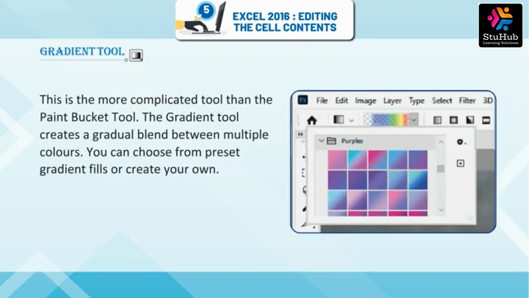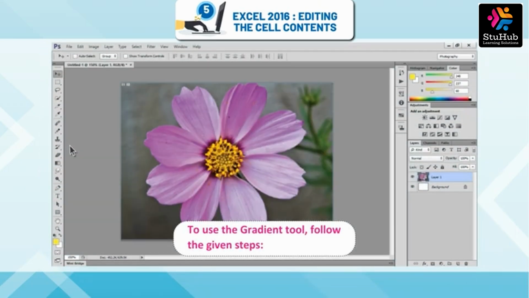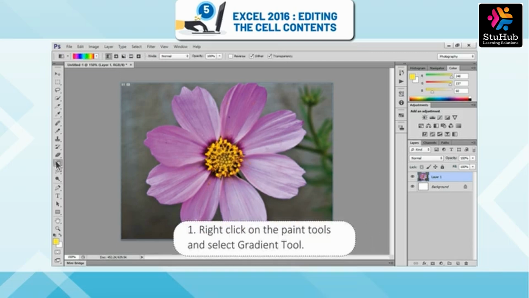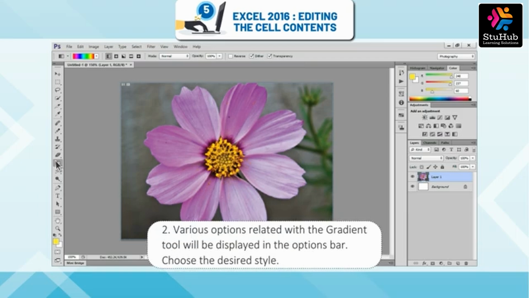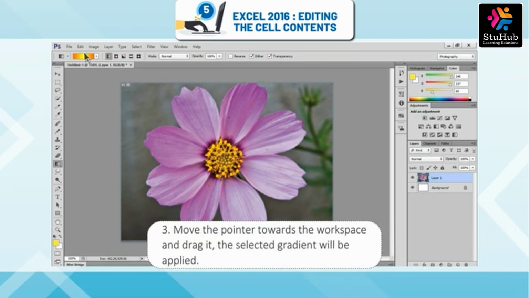Gradient tool. This is a more complicated tool than the Paint Bucket tool. The Gradient tool creates a gradual blend between multiple colors. You can choose from preset gradient fills or create your own. To use the Gradient tool, follow the given steps. Right-click on the Paint tools and select Gradient tool. Various options related to the Gradient tool will be displayed in the options bar. Choose the desired style. Move the pointer towards the workspace and drag it. The selected gradient will be applied.